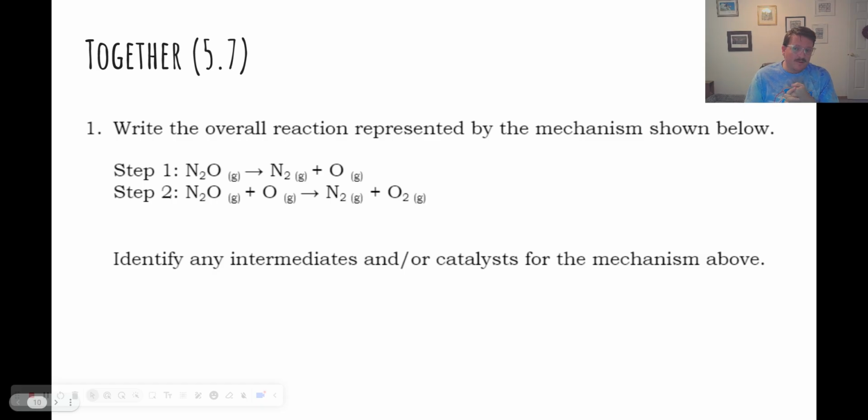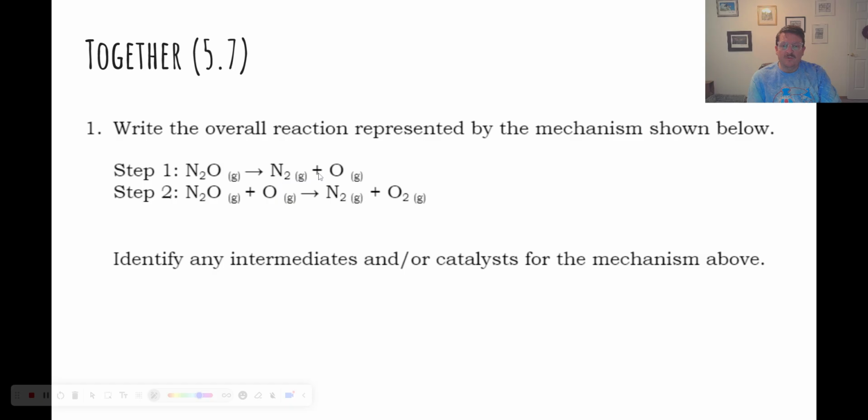So it's the same stuff that we've been doing for reaction mechanism. Let's do this one together. So write the overall reaction represented by the mechanism below. Step 1, step 2. We're not told if it's slow or fast because we're just asked to write the overall mechanism and identify intermediates and catalysts. So we're not asked to find the rate law. Okay, so let's do this. It's really hard for me to write on this, but that's okay. You guys can deal with it.